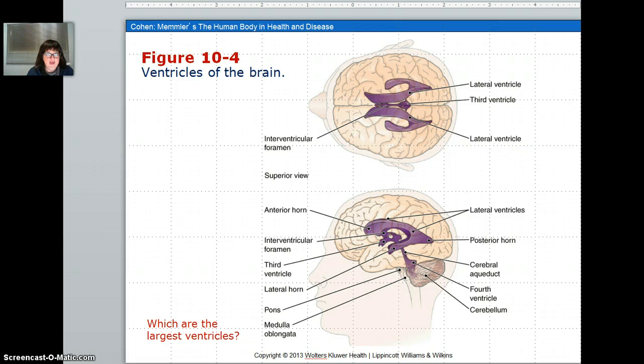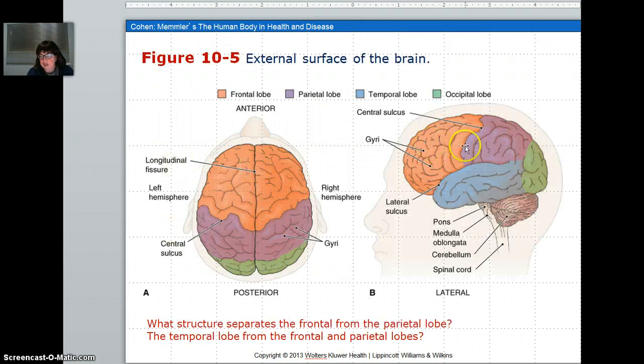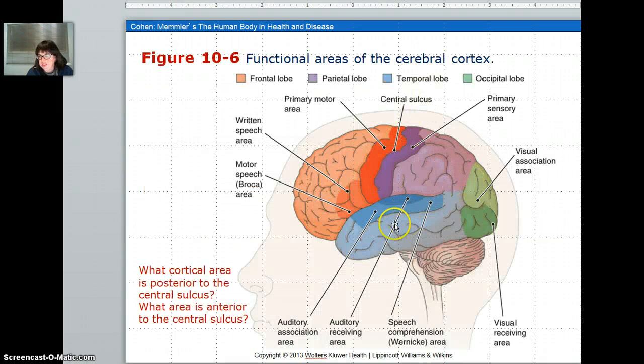Okay, there's a brain again. When it comes to the cerebral hemisphere, you have lobes. And you may have heard of the lobes. You have the frontal lobe, the parietal lobe, the temporal lobe, and the occipital lobe. In this class, you basically need to know frontal monitors motor area and speech, parietal is sensory, temporal is auditory, speech, and olfaction, and occipital has to do with the visual areas. There are different parts named in each area, but we won't go into those details here.